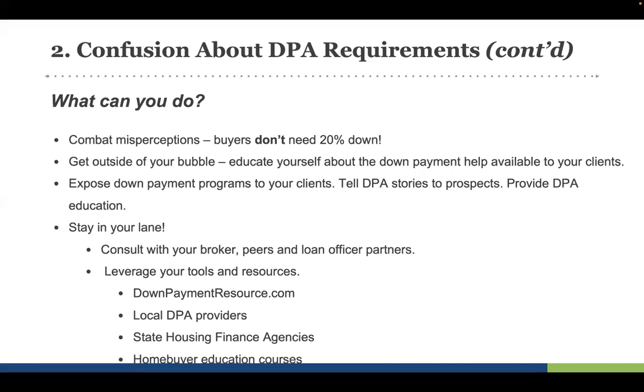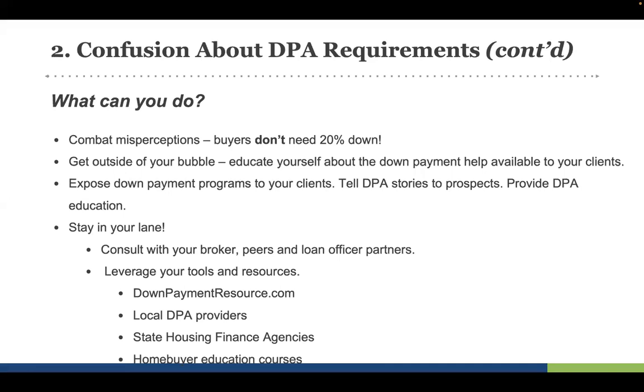Get outside your bubble. Educate yourself about the down payment help available in your market to your clients. You don't need to know 2,300 programs. You don't need to know 50. You don't need to know 5. Just get to know 1 or 2 or 3 good DPA programs that are available in your market and start to expose those programs to your clients. Provide DPA education to your clients.